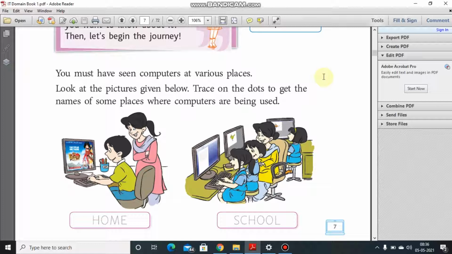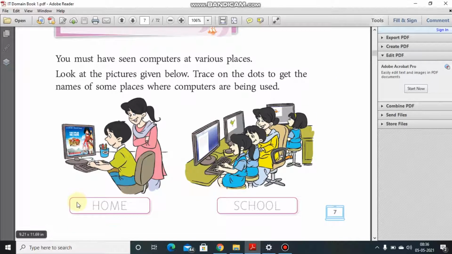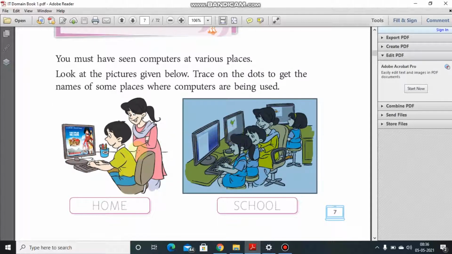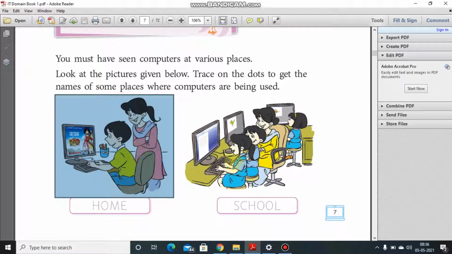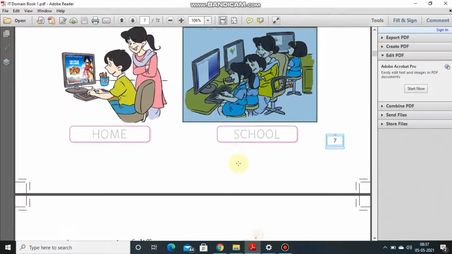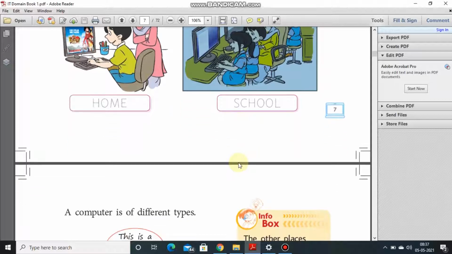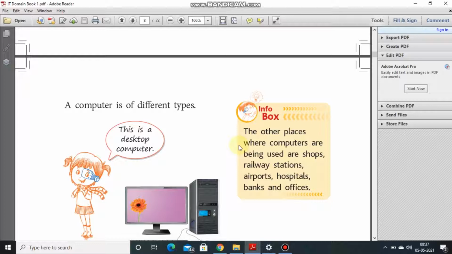In this chapter, we learned that nowadays we can see computers being used at so many places. For example, you can see a computer at your home as well as at school, and we have also discussed that it can be seen at offices, supermarkets, and banks. The other places where computers are used are shops, railway stations, airports, hospitals, banks, and offices.